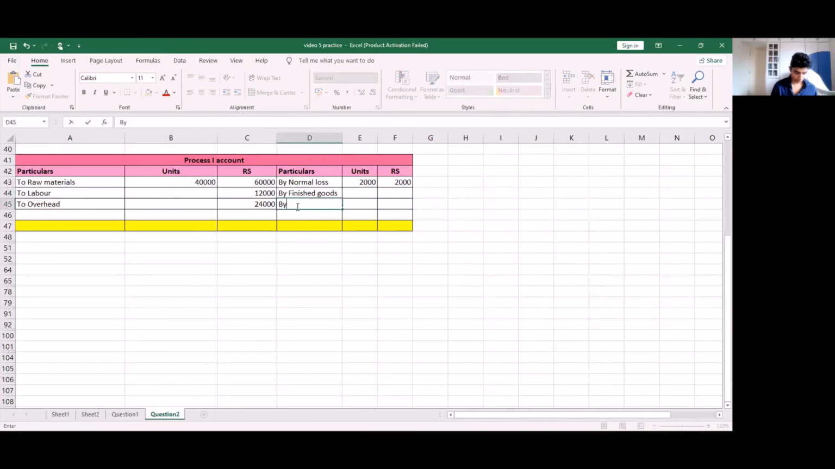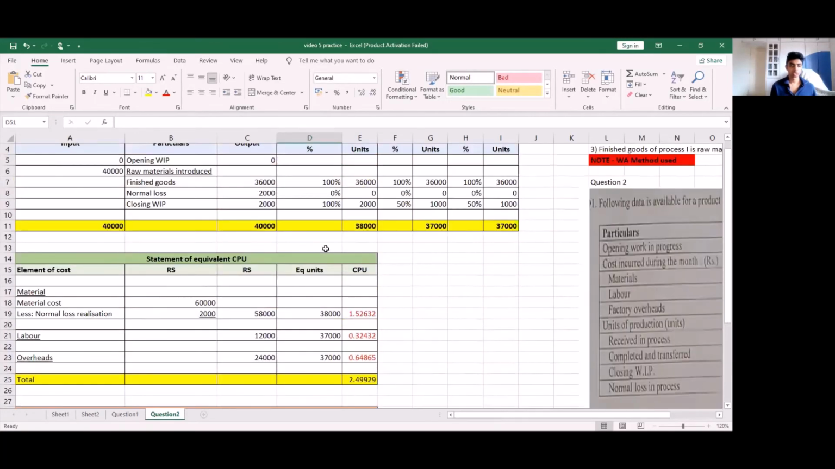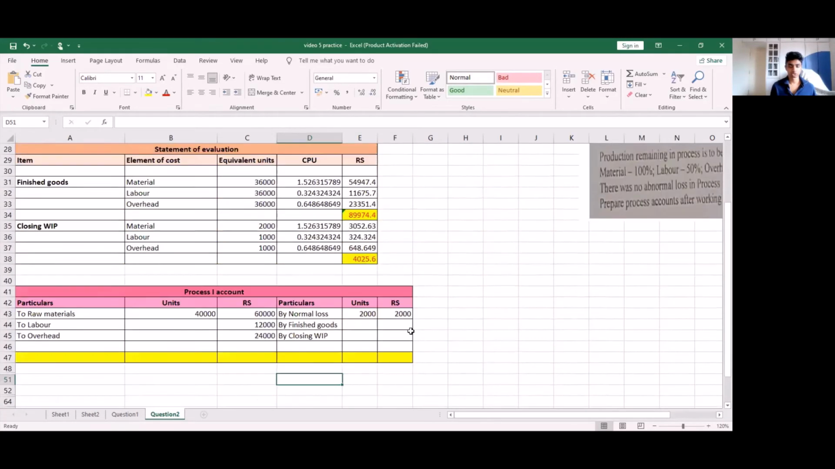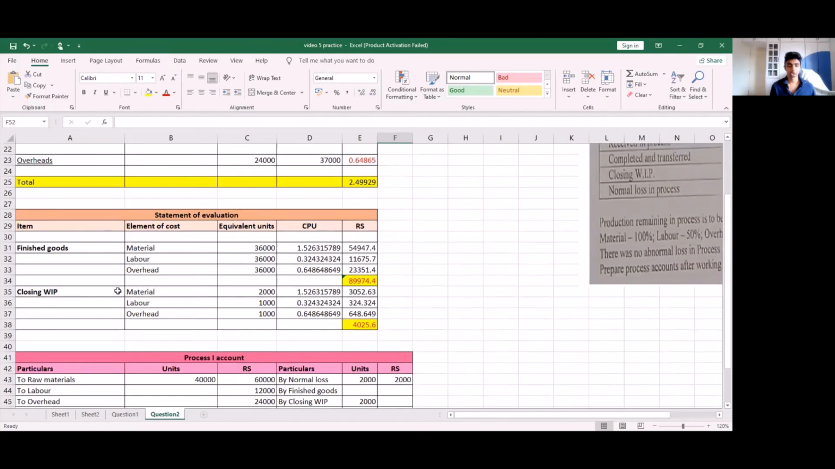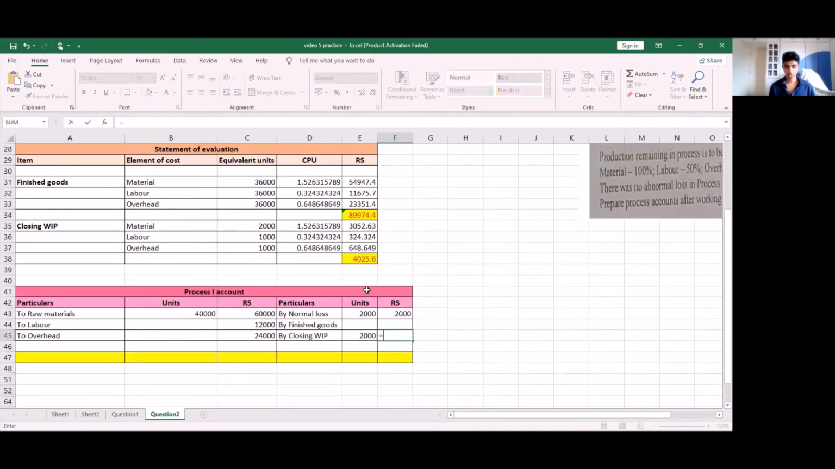Then we have by closing work in progress. Number of units we found for closing work in progress is 2,000. The amount for closing work in progress we take from our statement of evaluation. So closing work in progress turns out to be 4025.6. This being done, let's sum our units and amount columns to find the balancing figure or the difference to find our finished goods.